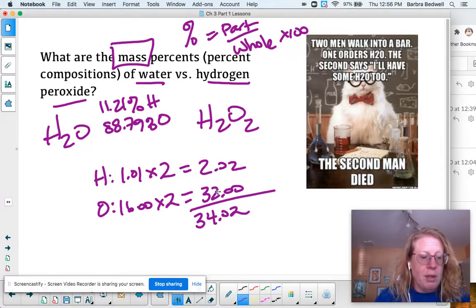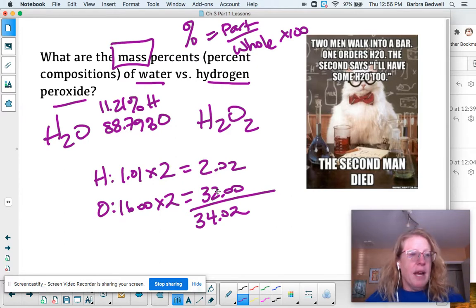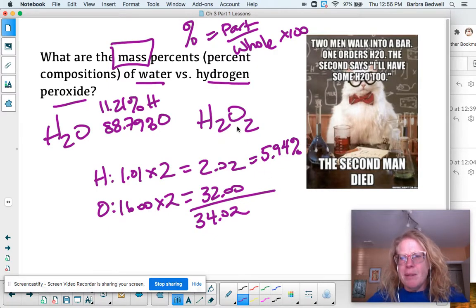So 2.02, that's hydrogen's part, divided by 34.02, that's H2O2's whole mass. And that gives us a value of 5.94%. Quite a bit less, right? Which is weird because it's the same number of atoms, but there's another oxygen there, so it's less percentage by mass.